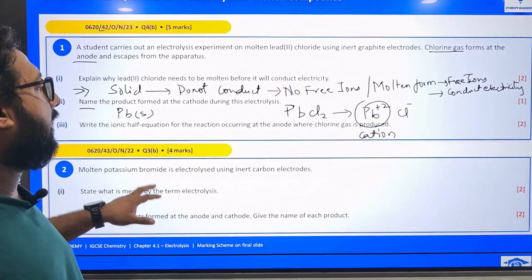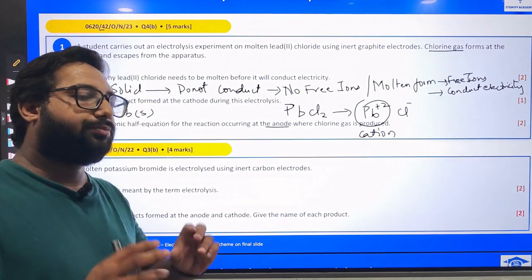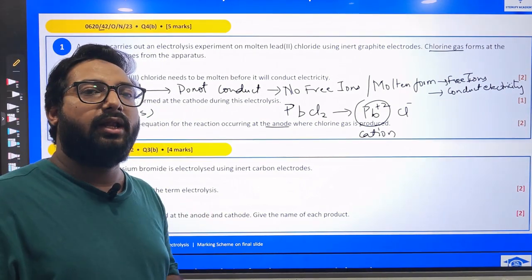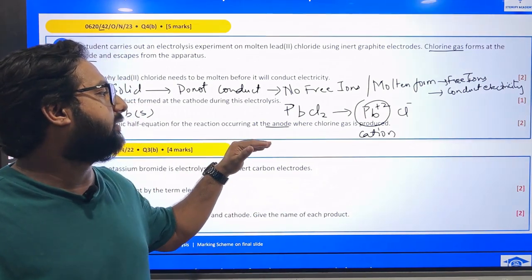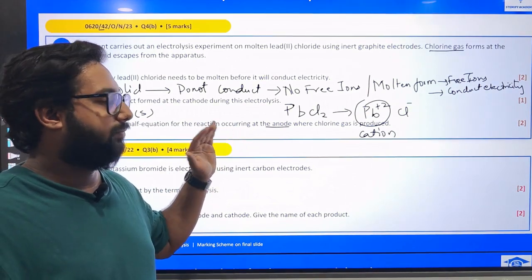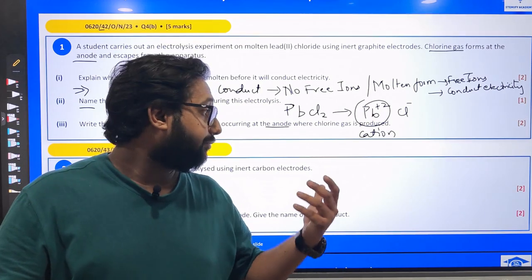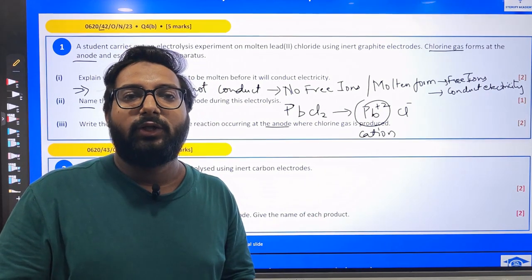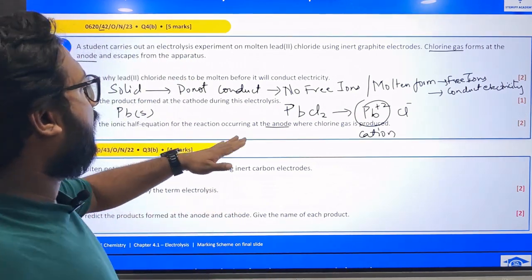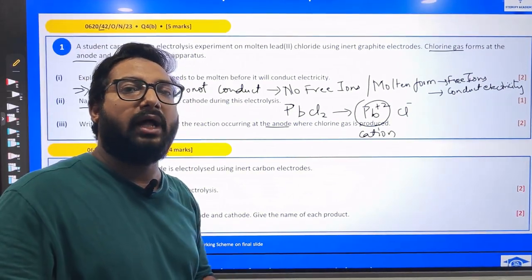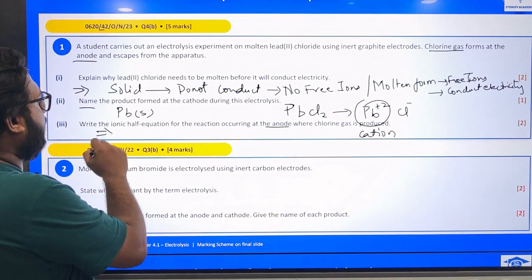Write the ionic half equation for the reaction occurring at anode. At anode, where the chlorine gas is produced. So, students, please be careful while writing your answers to the exam. Read the question properly. In the question, it is only asking you the reaction occurring at anode, right? What students do is they also write the reaction which is occurring at the cathode, which is not necessary. So please do answer what is being asked in the question. So according to the question, it is asking us to write down the half equation that occurs at the anode, or the reaction which occurs at anode.